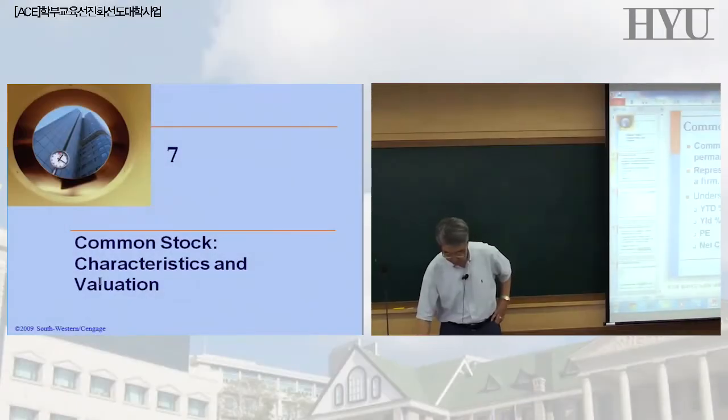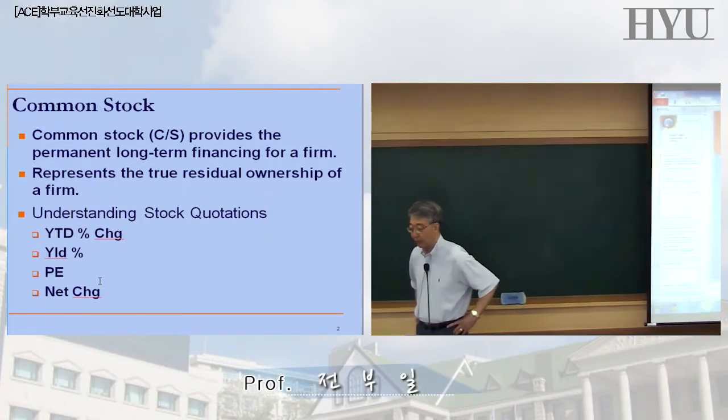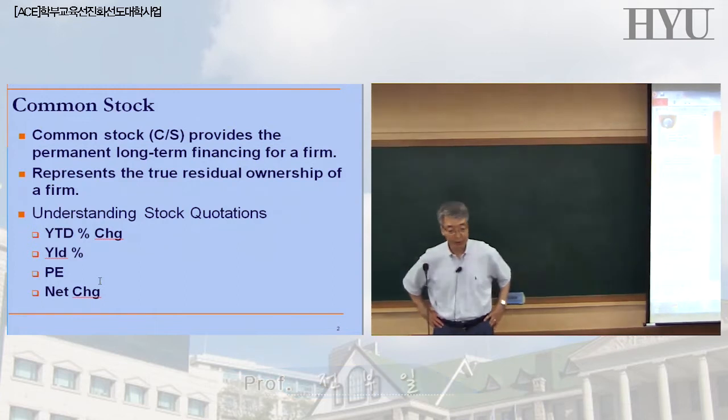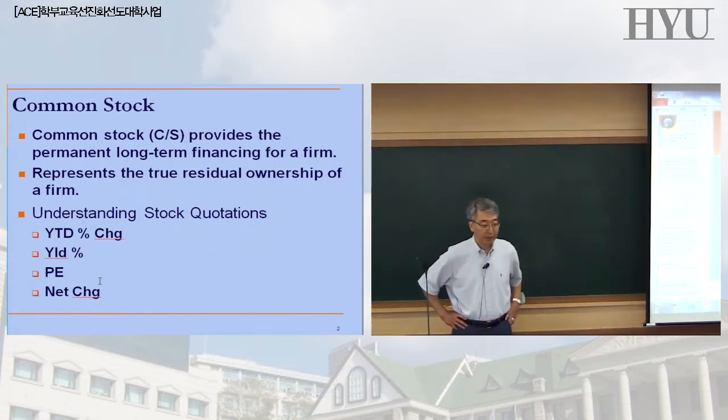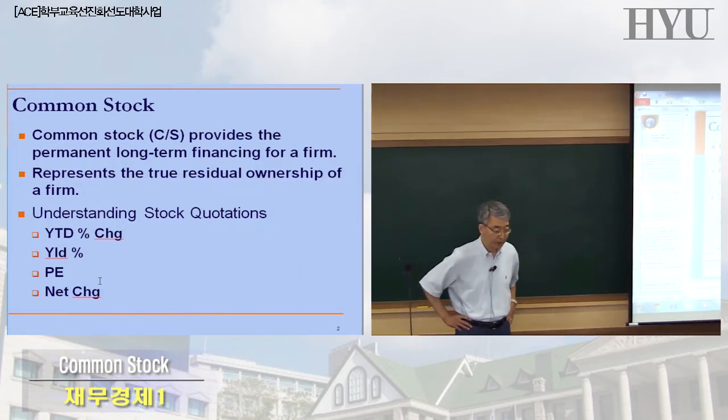About common stock. And this is what we call variable income securities. Chapter 6 was fixed income securities, okay? And that was mostly bonds, okay? But this time we're talking about stocks.